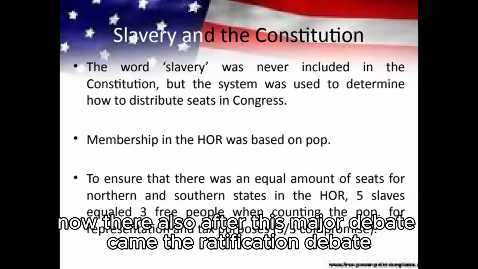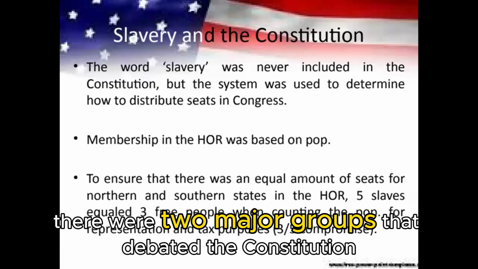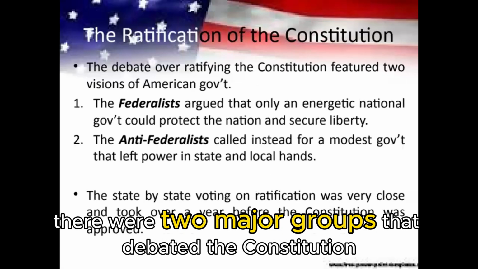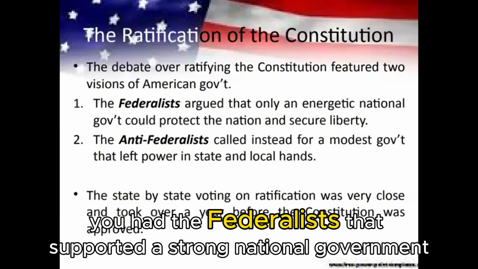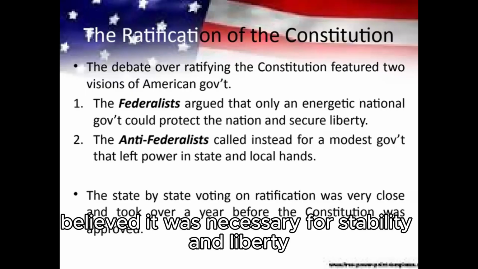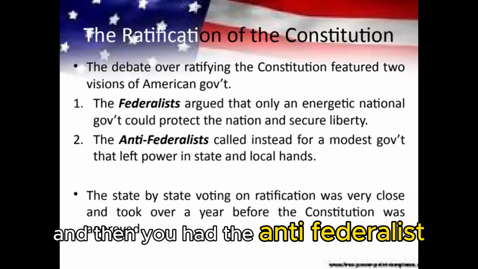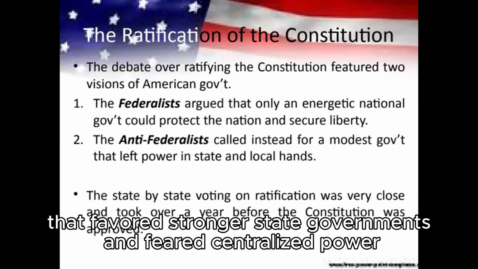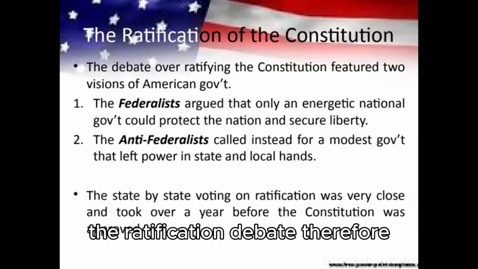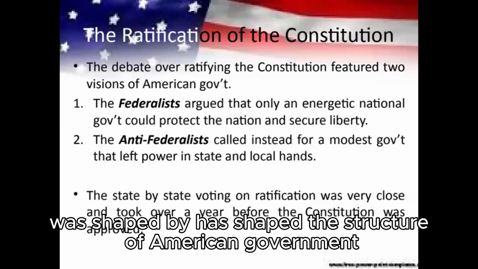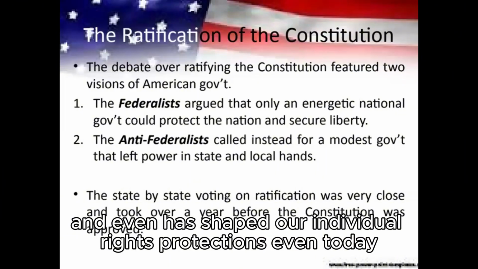Now, after this major debate came the ratification debate. There are 2 major groups that debated the Constitution. You had the Federalists that supported a strong national government, believed it was necessary for stability and liberty. And then you had the anti-federalists that favored stronger state governments and feared centralized power. The ratification debate, therefore, has shaped the structure of American government and even has shaped our individual rights protections, even today.